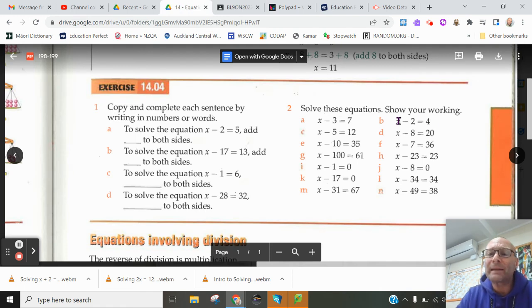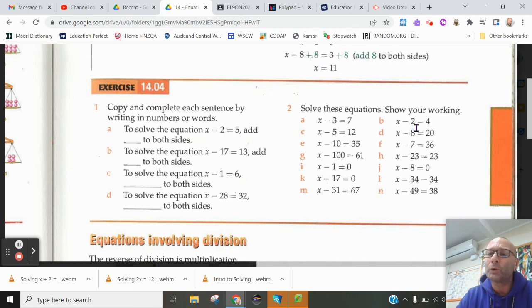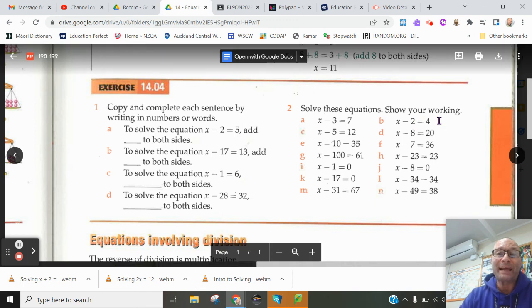I want to get the x by itself. Well, there's a minus 2 in the way. We can undo that minus 2 by adding 2. And if I add 2 to this side to preserve the equality, to keep everything equal, I've got to add 2 to the 4, which gives 6.